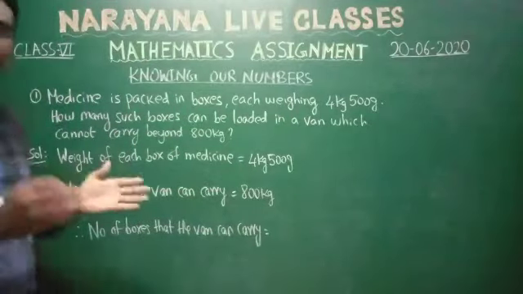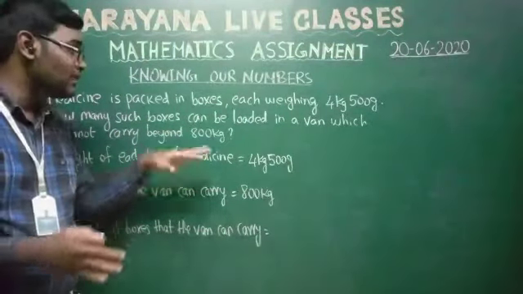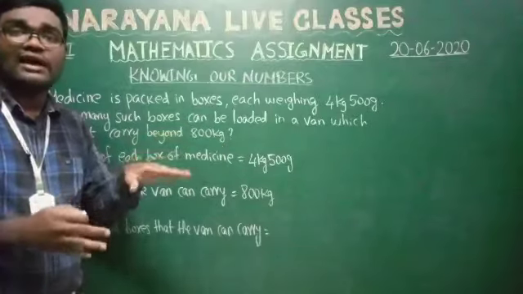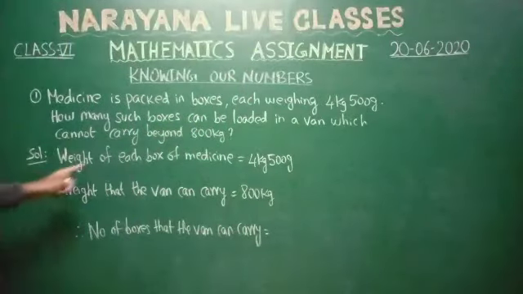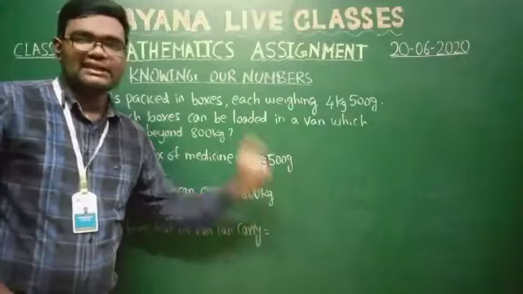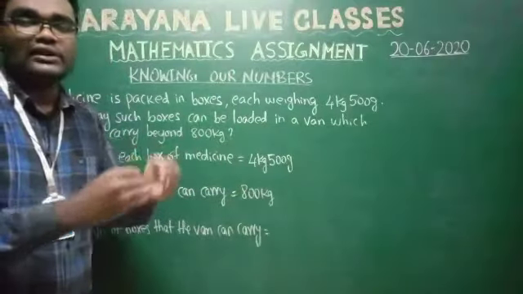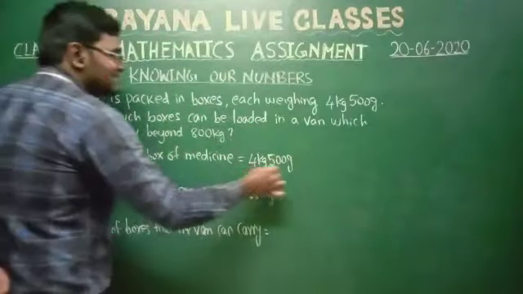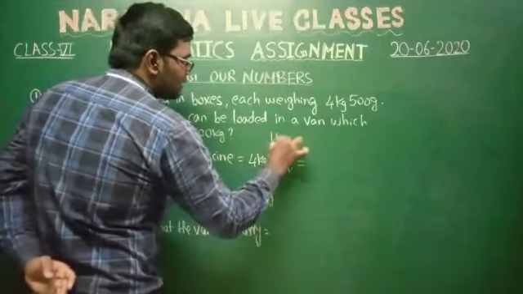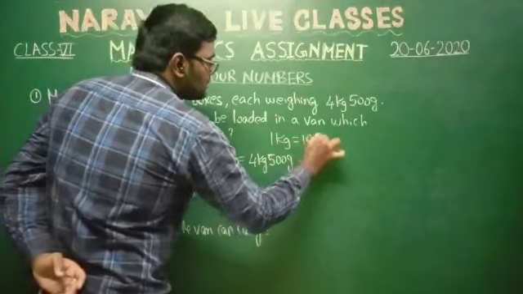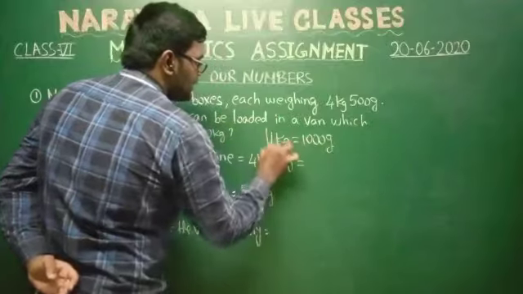So they are mentioning a van can carry a maximum load of 800 kg. So in that van, how many medicine boxes can we keep? That is what we should find here. The weight of each box of medicine is 4 kg 500 gram. I want to convert into a smaller unit because kg and gram both are there. You know that 1 kg is equal to 1000 gram.